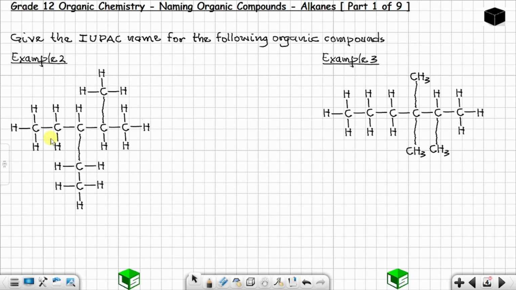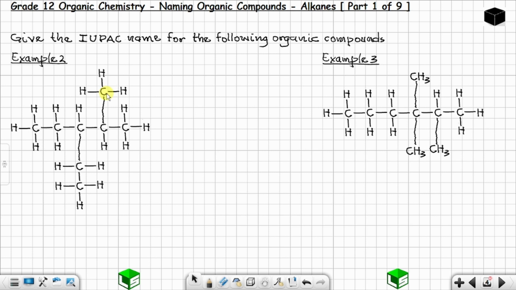First of all, you need to identify the longest continuous chain. And remember, you don't have a functional group in alkanes. Okay, what is the longest continuous chain? I can go like this: 1, 2, 3, 4, 5, or 1, 2, 3, 4, 5, or 1, 2, 3, 4, 5.